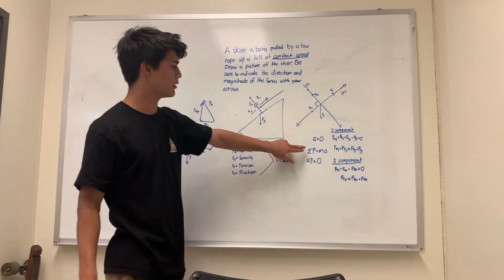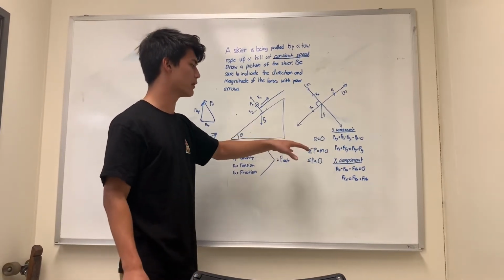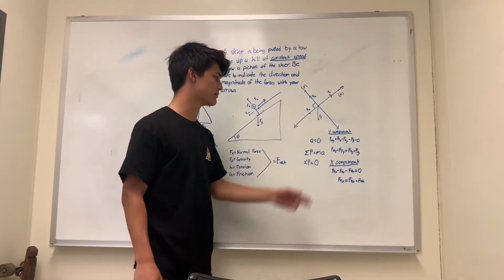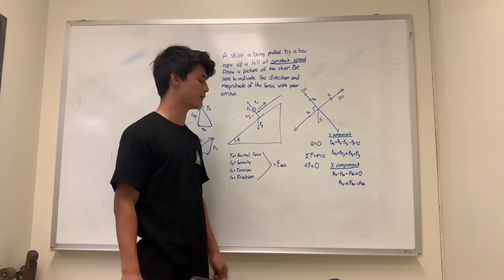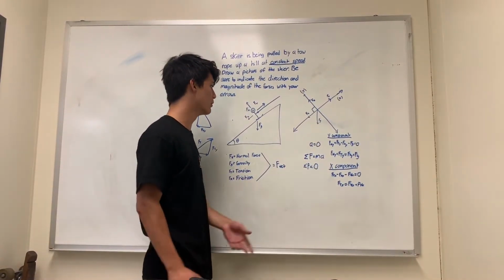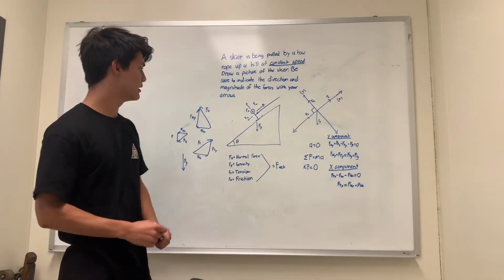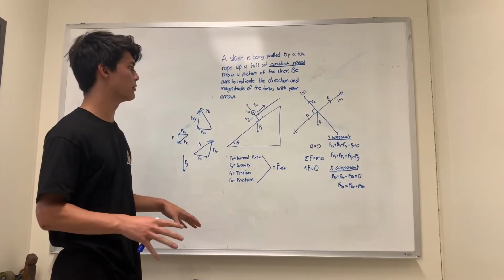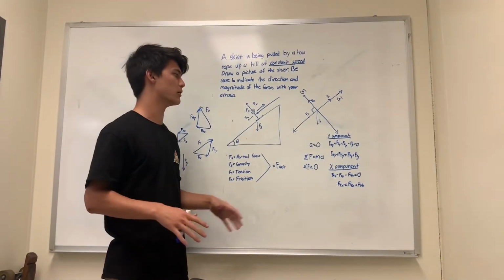So right away, we know that the net force, or the summation of all our forces, equals m times a, and with a being 0, our net force equals 0. And how we calculate this is we split the problem up into x and y components.